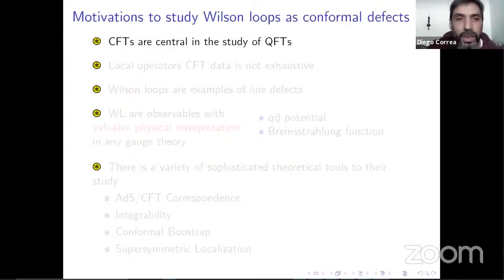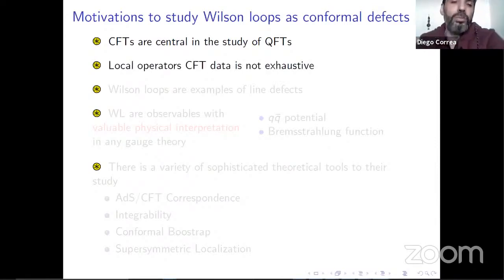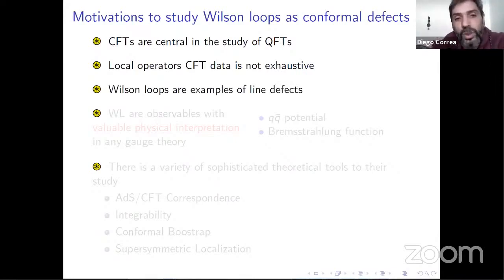So, well, to motivate this: as you know, CFTs are central in the understanding of the realm of quantum field theories, and CFTs are typically defined in terms of conformal data, and the conformal data is not just correlators of local operators. You also need to include in your descriptions defects of many dimensions, or many codimensions, and Wilson loops are just a particular kind of one-dimensional defect you could consider in any conformal field theory.